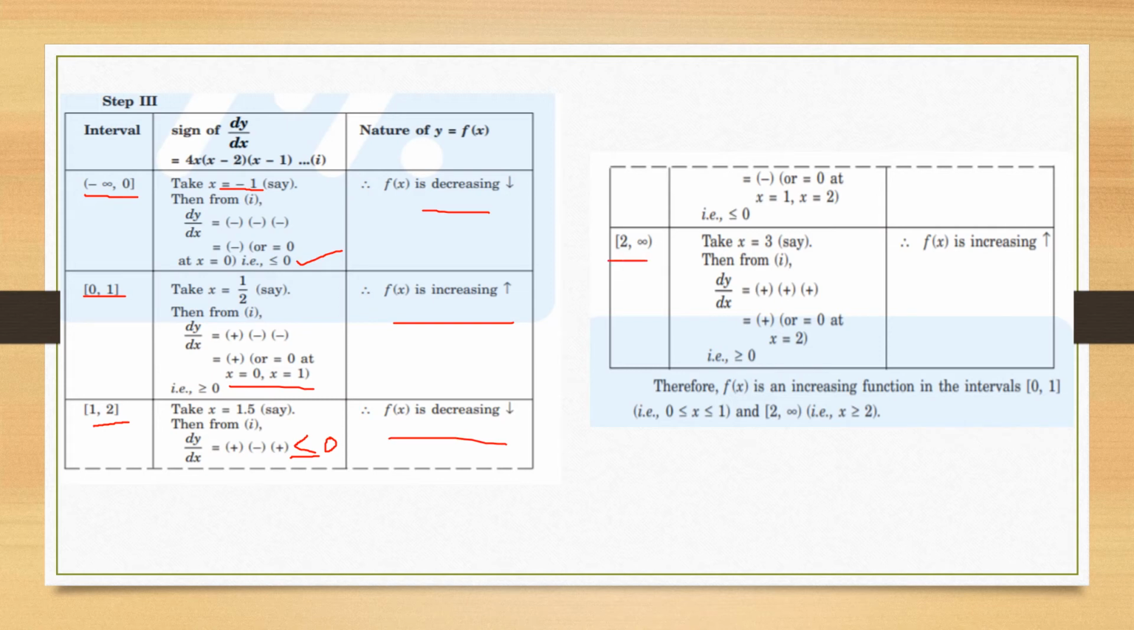And for 2 to infinity, take 3. If I put 3, it is positive, positive, positive, so it is greater than or equal to 0. So the function is increasing. So I must say that the function is increasing in the interval (0, 1) and (2, infinity). I can put a sign of union also.